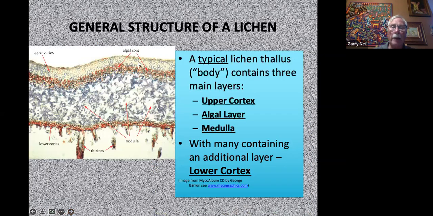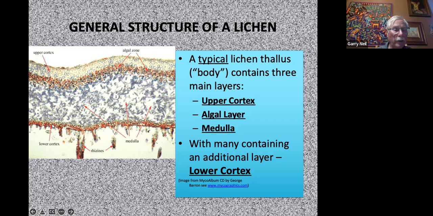So again, let's go back to the section through a green alga lichen. This is like a cross section of the body of the lichen. And you'll see again, here's the upper cortex. Then there's an algal zone. And here's the medulla or the storage tissue. And then there is a lower cortex.